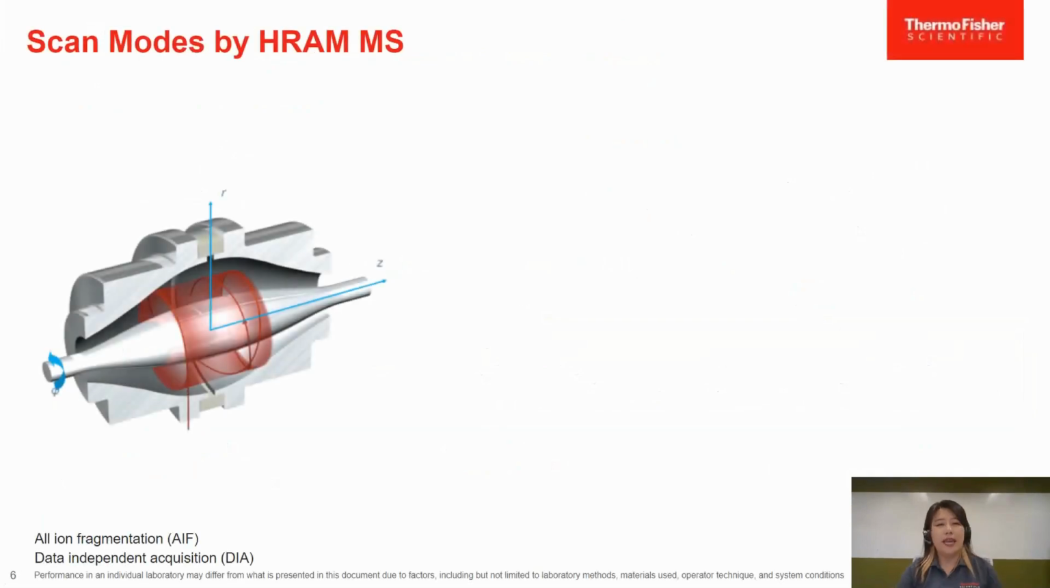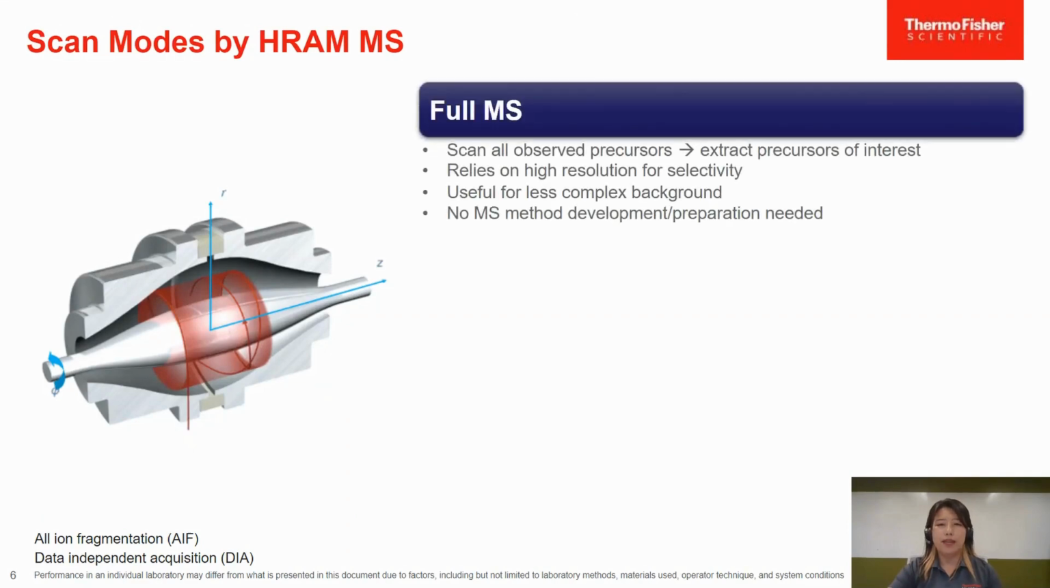There are different scan modes available in HRMS, and I'm going to show just the three main types here. First is full MS, which means it scans all observed precursors at a certain retention time. You can extract the precursor ions of interest after the data acquisition, and it relies on the high resolution for selectivity. It's quite useful for a less complex background, and because it monitors all the observed precursors, there is no or minimal method development before you run the full scan.